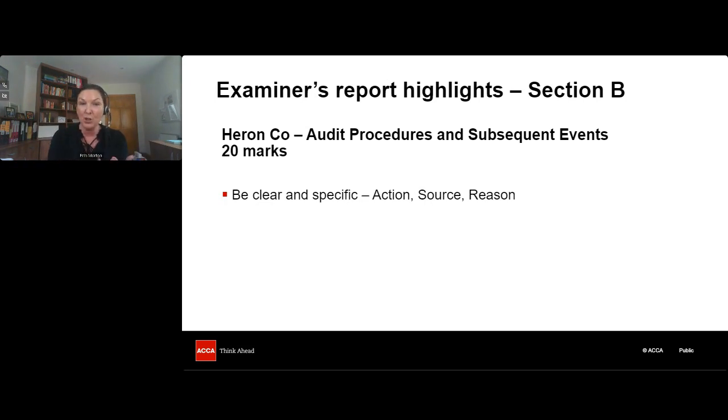Then you need a source. So what are they looking at? Where are they going? And then you need to also explain why. So make sure that they have enough description, but they are a clear instruction.